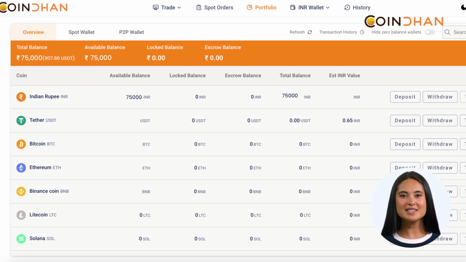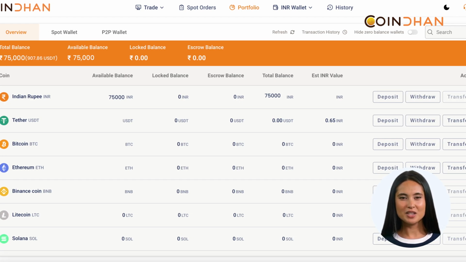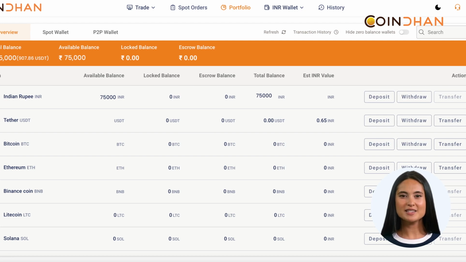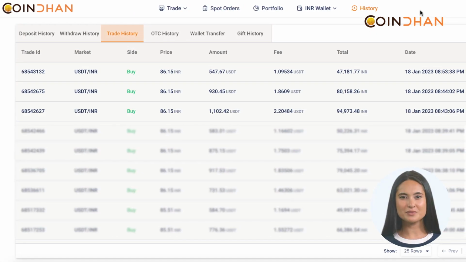Managing your investments is essential, and CoinDhan's portfolio feature makes it easy. You can track the performance of your crypto assets, view their current value, and monitor your overall portfolio growth.